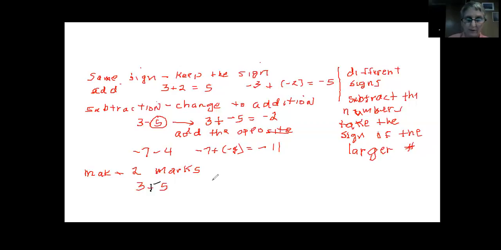If I have negative 7 minus 4, I make 2 marks. So there's 1, 2, and I have negative 7 plus negative 4, which is negative 11. The make 2 marks thing is kind of a cool way to do it.